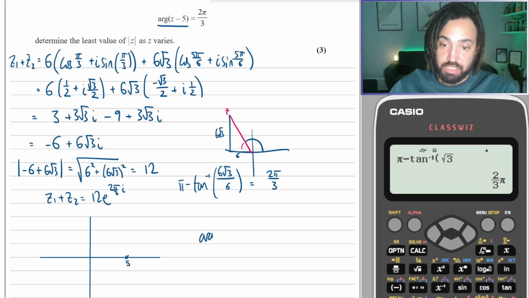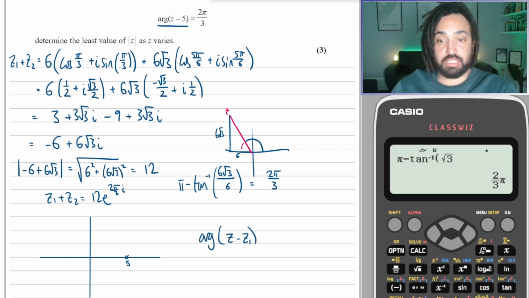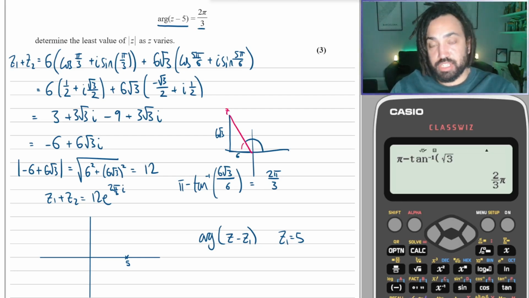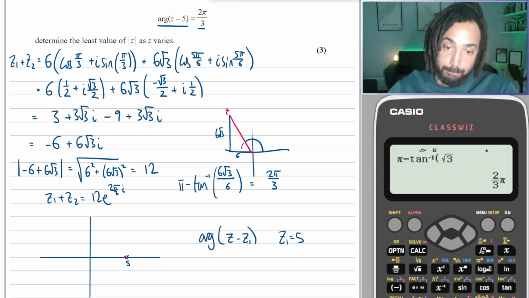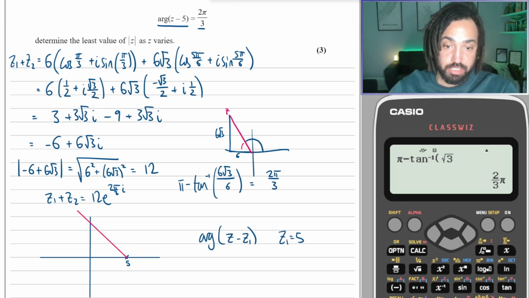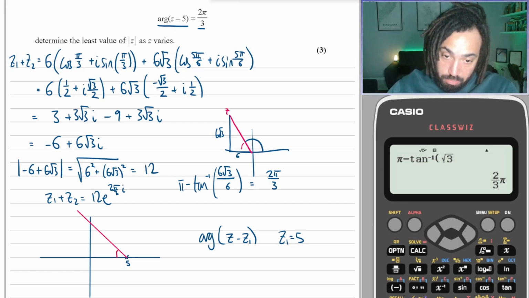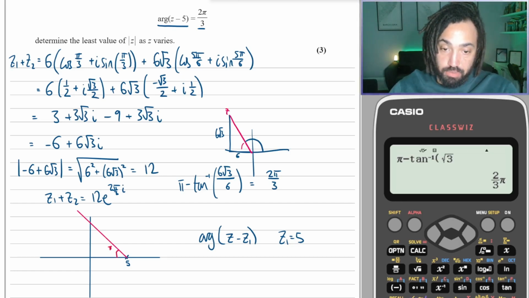Because remember, we have to make sure that we do z minus whatever the starting point is. So in this case, z1 is just equal to 5, so on an Argand diagram, that goes right there. And the half line has an angle of 2 pi over 3, which is 120 degrees. So the line would go roughly like this. And this angle in here would be 60 degrees or pi over 3.